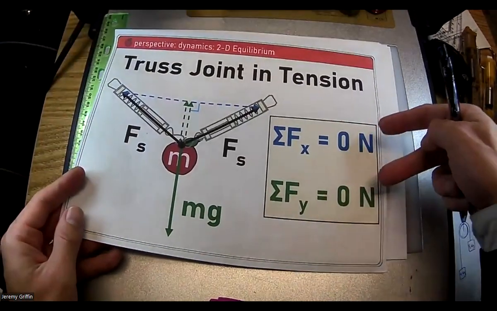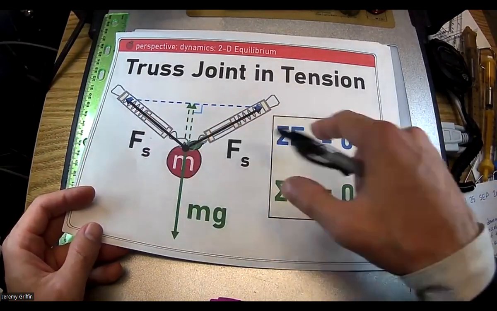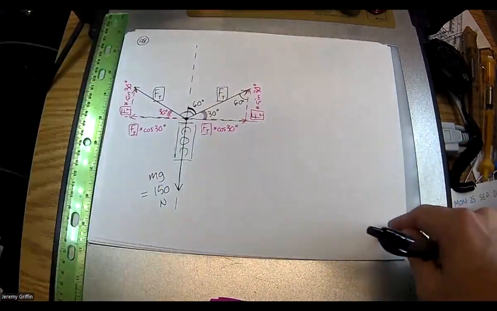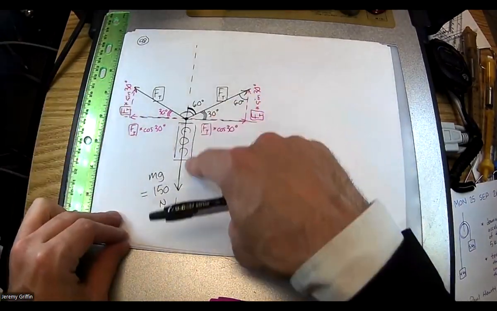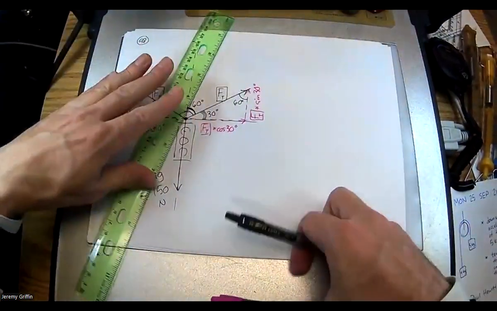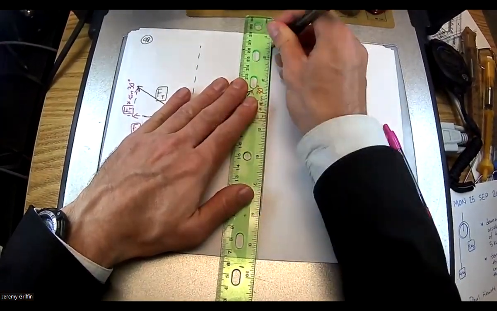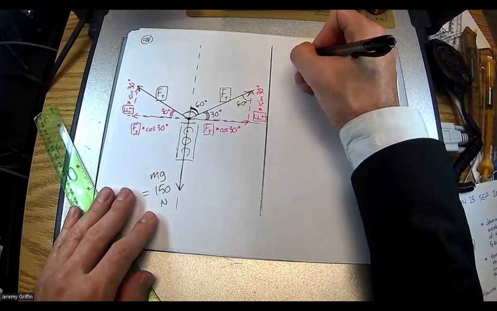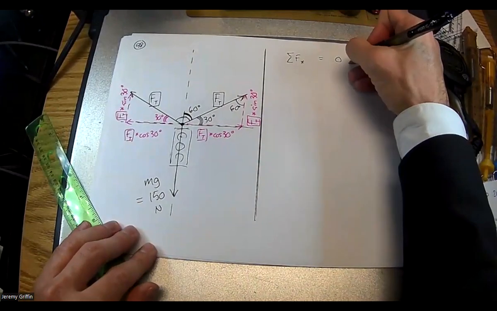Now let's think about these conditions. I said if you can satisfy these two conditions, you can solve this. Horizontally, everything zeroes out. Vertically, everything zeroes out. So horizontally, these two zero out. Vertically, these two balance with this weight down. Let's do some math on this side of the page. Let's start with the horizontal stuff. The sum of the forces horizontally goes to 0 newtons.